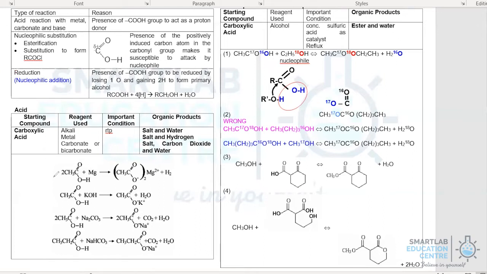In the case of the acid, as mentioned, carboxylic acid could react with metal, alkali, carbonate as well as bicarbonate. In esterification, as previously recapped in alcohol, carboxylic acid loses its OH group, while alcohol loses its H to form water, and the process is reversible and needs sulfuric acid as a catalyst. Reflux is an essential condition.